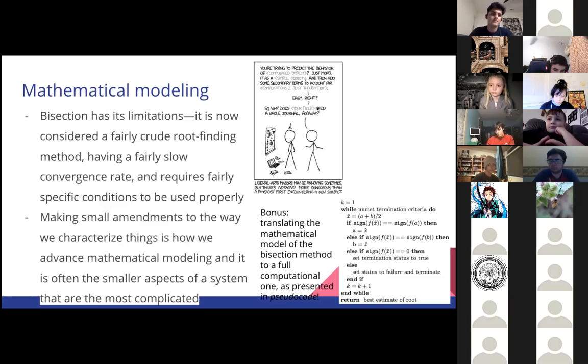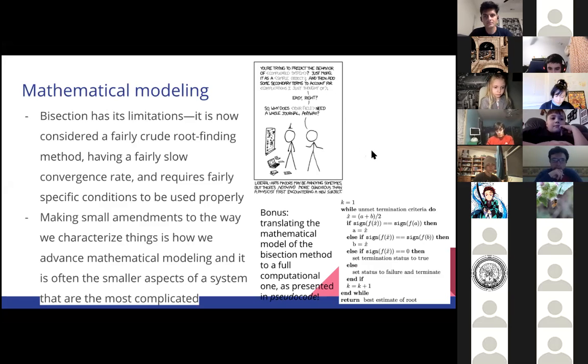And frankly, x cubed minus x is kind of a particularly simple example. So it could take hundreds of iterations to get a close approximation for some of those functions. And it also requires fairly specific conditions to be used properly. So let's make small amendments to the way we characterize things and how we advance. Making small amendments to the way we characterize things is how we advance mathematical modeling. And it is often the smaller aspects of a system that are the most complicated.